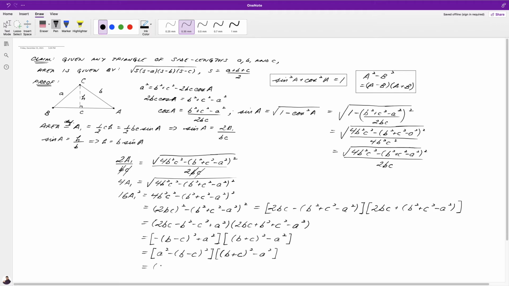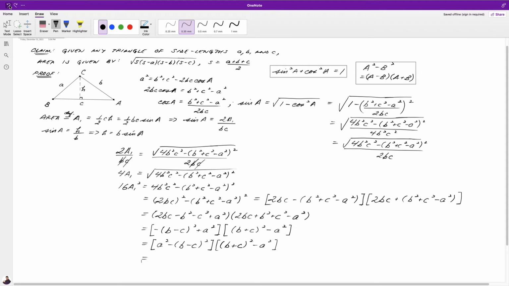So yeah, here's what we're going to get. This will become, let's use a bracket there, a minus the quantity b minus c, like that. And then it's going to be a plus the quantity b minus c, like so. That's just this part. Difference of squares: square root of a squared minus the square root of b minus c quantity squared, and square root of a squared plus the square root of b minus c quantity squared.